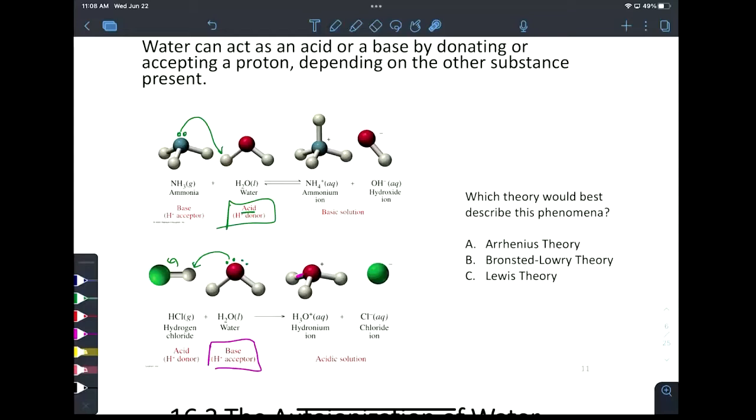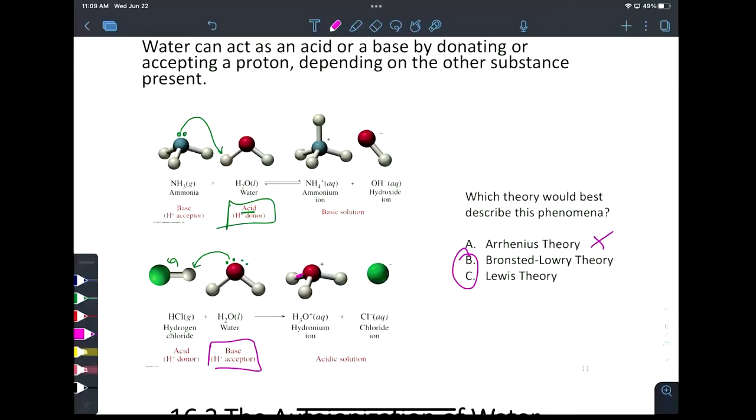Do you think the Arrhenius theory can describe this? No, the Arrhenius definition does not. It just calls acids things with H plus, bases are things with OH, basically. It doesn't talk about movement, accepting of electrons or protons. So I don't really know what the correct answer is here. I would say B or C. Depends on how you want to think of it. Probably B, because we're talking about protons here, but definitely not A. That's what I wanted you to get.